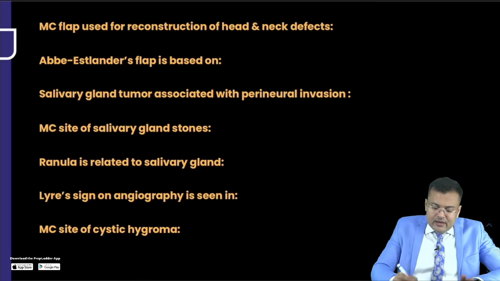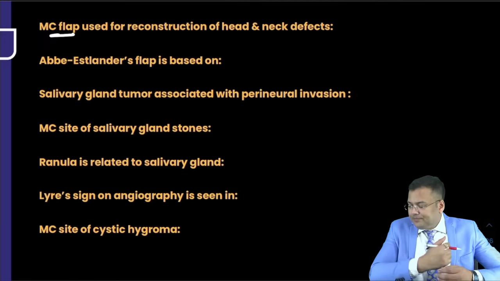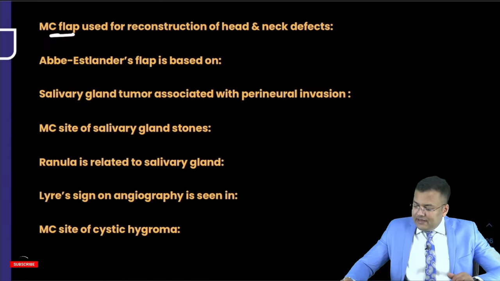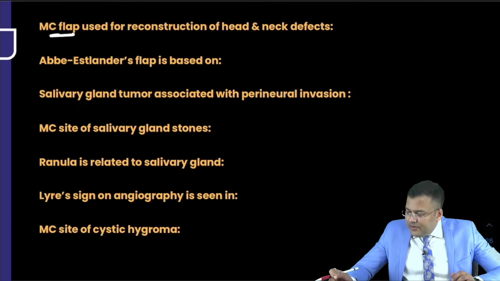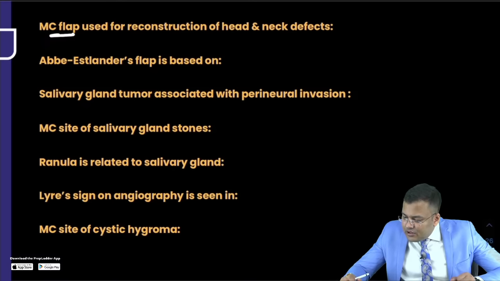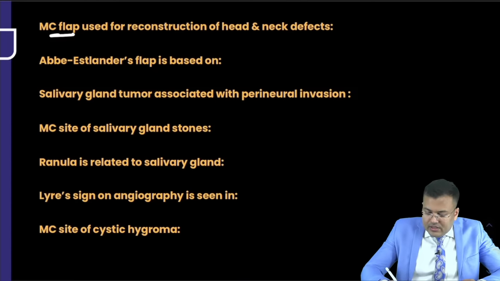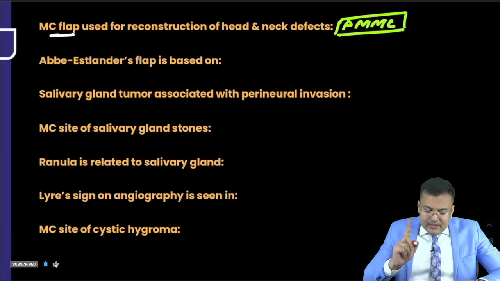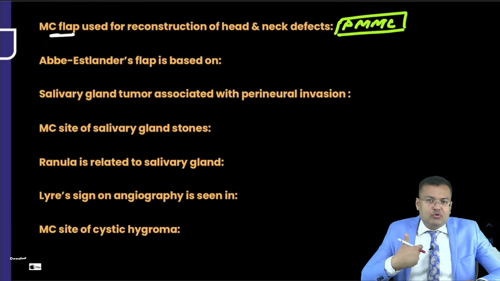Clear, guys? Next, tell me, what is the most common flap used for reconstruction of head and neck defects? Tell me, guys. Vishal Roy, you are correct. No, no, no. Badu Joshi, let me see. Very good. First person, Swarna Nishu, it is PMMC flap. Pectoralis major myocutaneous flap. It is based on pectoral branches of thoracoacromial vessel.